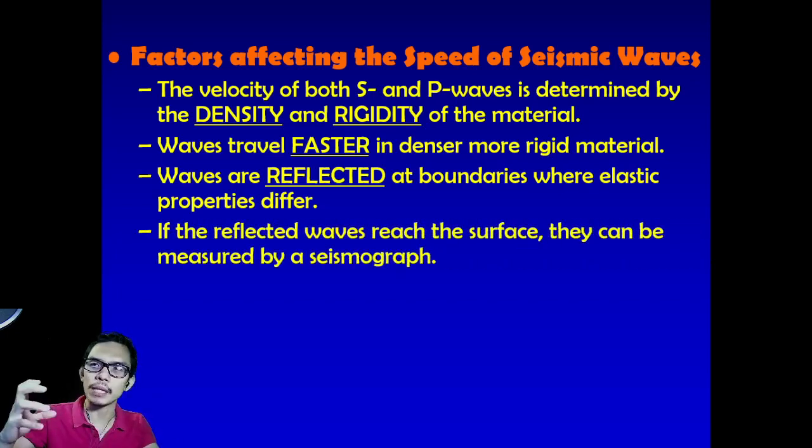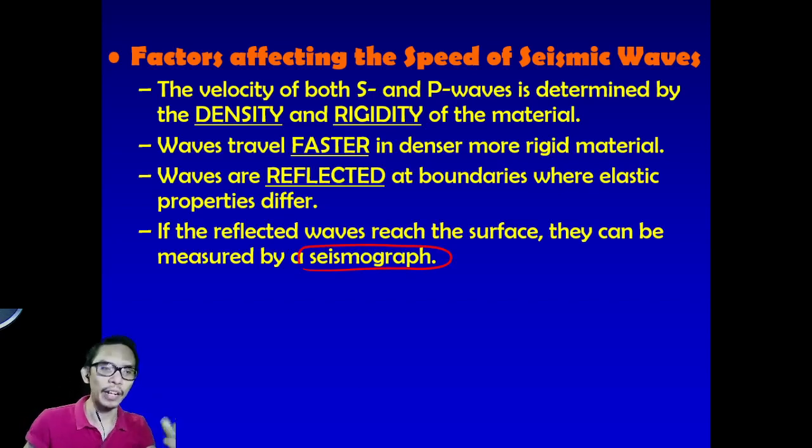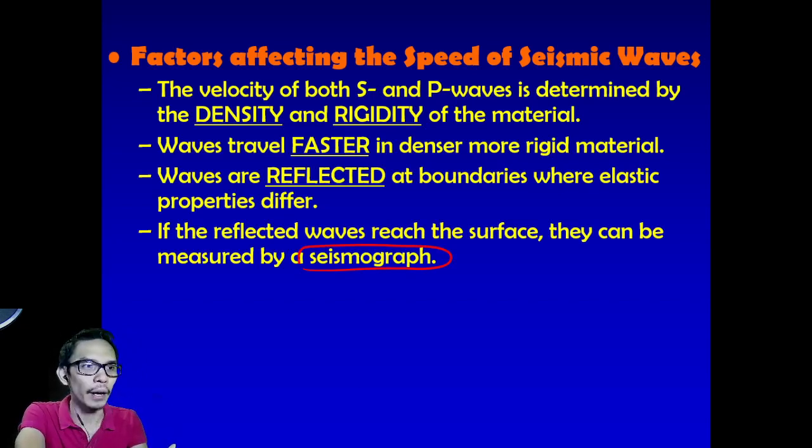If the seismic waves encounter a material which they can't pass through, like liquid, the waves are reflected. When they reflect, they will be picked up by the seismograph in that certain area. That is the effect of the material on the waves traveling in that particular layer.